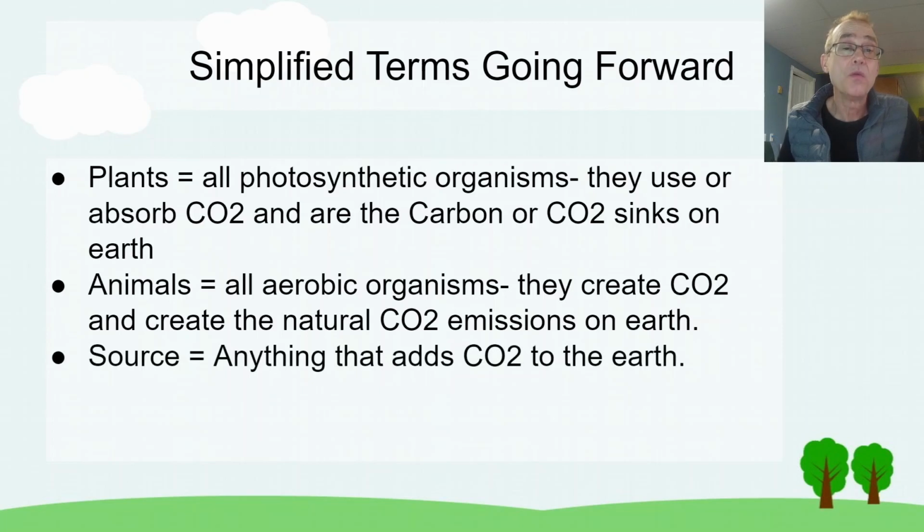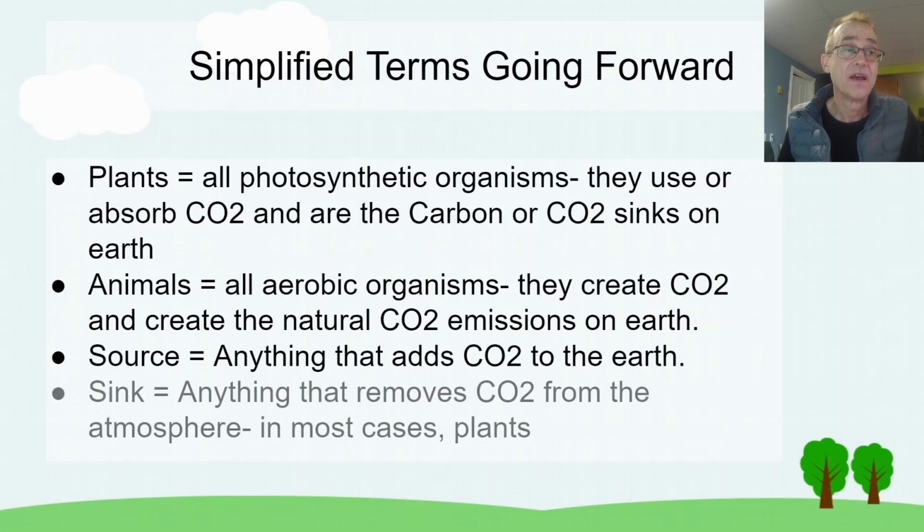A source will be used to describe anything that adds carbon dioxide to the Earth. This includes animals and man-made activities. A sink will be used to describe anything that removes carbon dioxide from the atmosphere. Ultimately, this is all from plant growth.